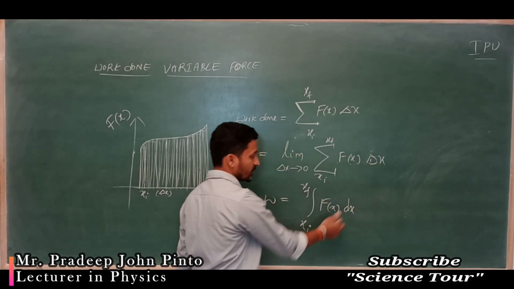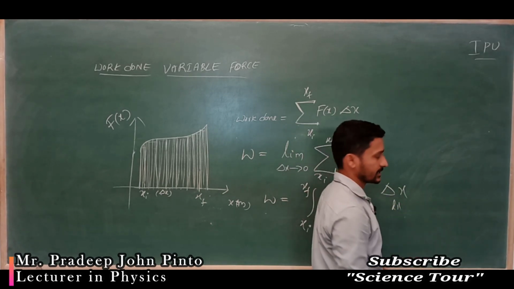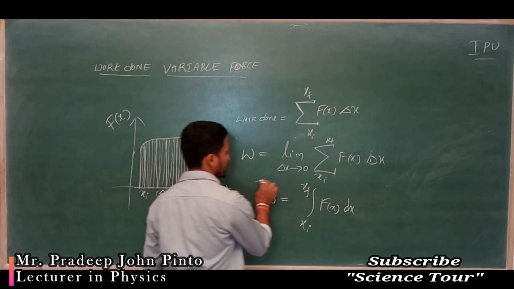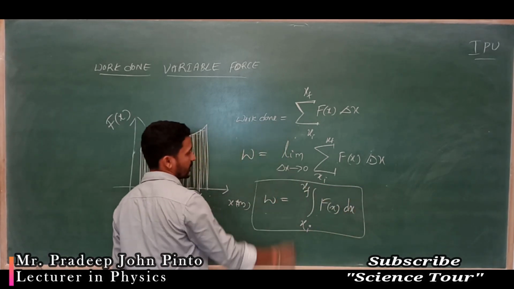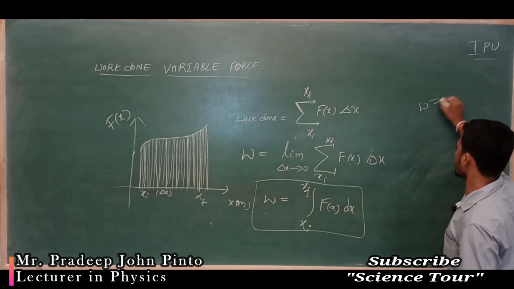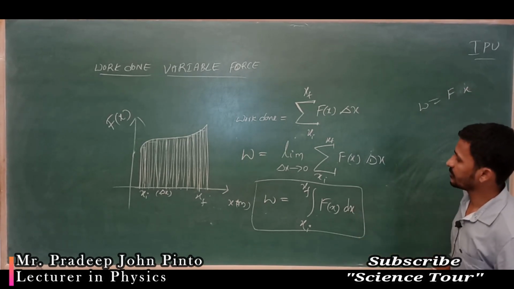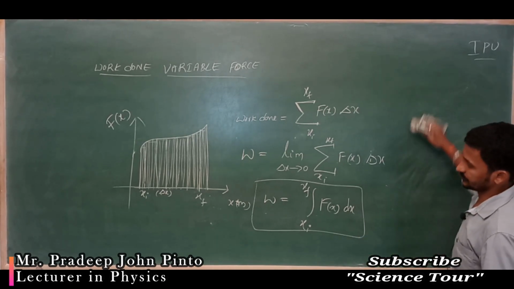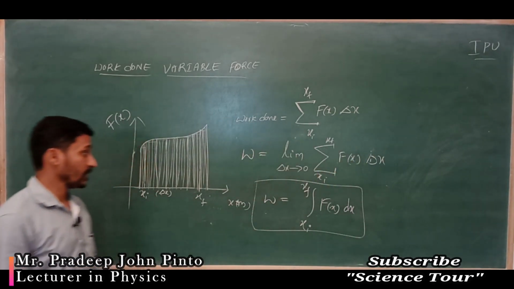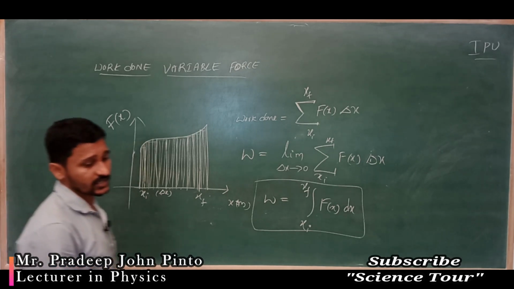Delta x was reduced. Delta x means a little more, dx means less, a small value. So it reduced, and you are going to get this. This is nothing but work done by a variable force. What is work done by a constant force? Work done by a constant force is F times x. Work done by a variable force is the integral of F dx. This much if you write down, it is sufficient.